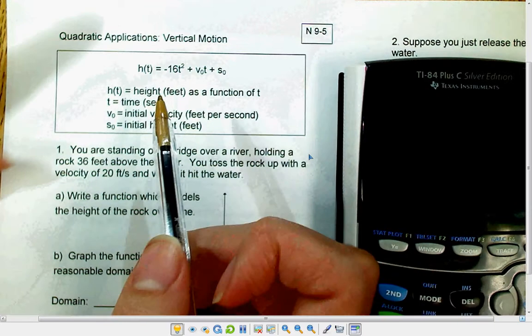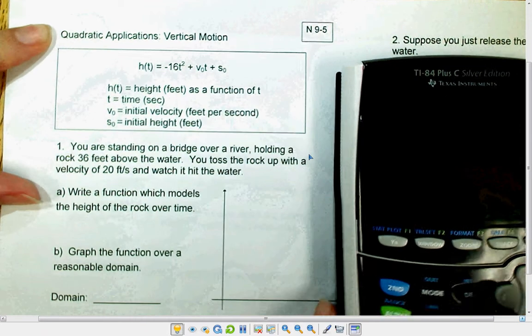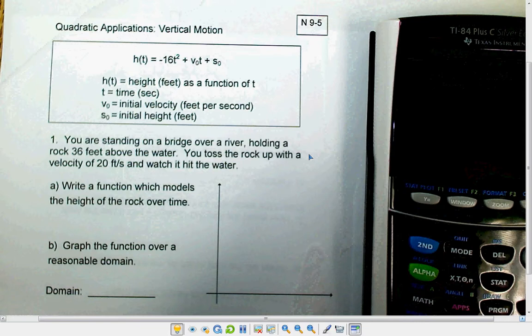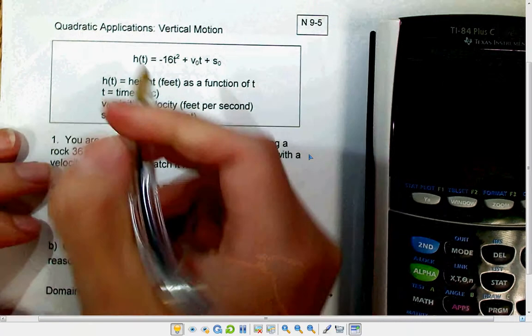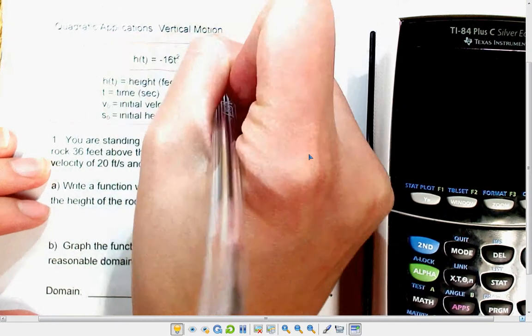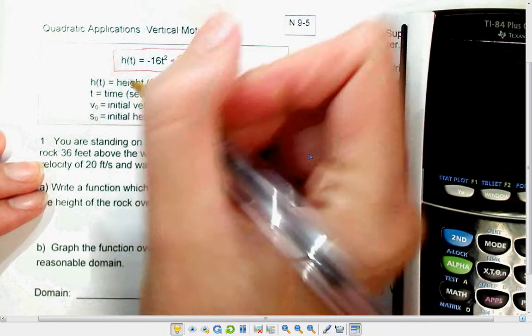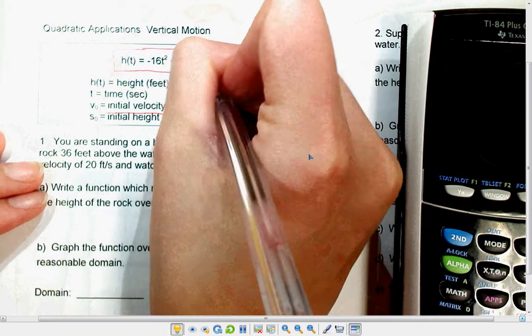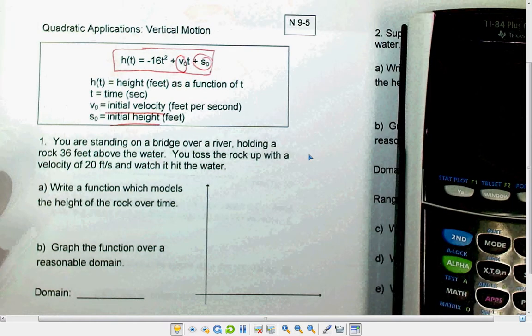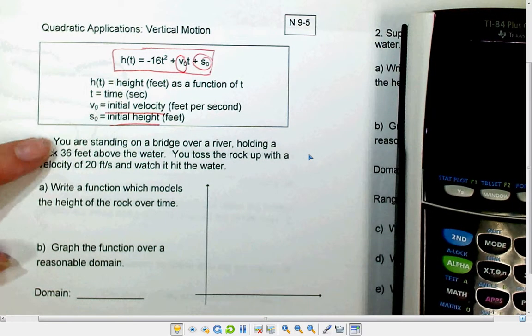We're going to be looking at quadratic applications again, but specifically at vertical motion problems. So this is the equation that we're going to be using today. And there's two things that you need to plug into your equation: your initial velocity and your initial height. So let's take a look at this first problem.